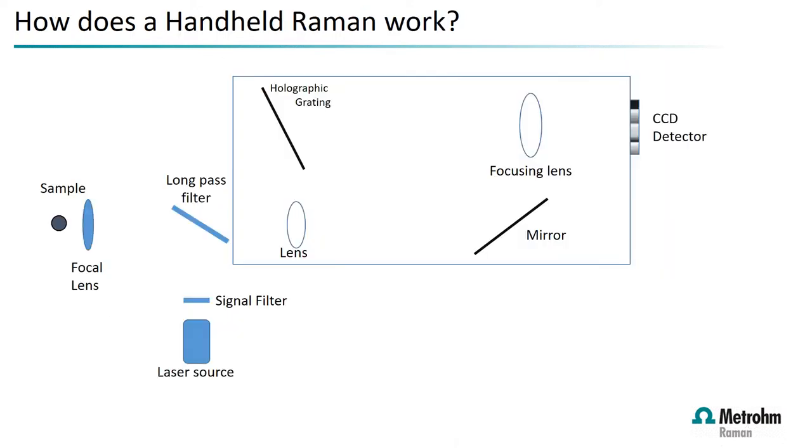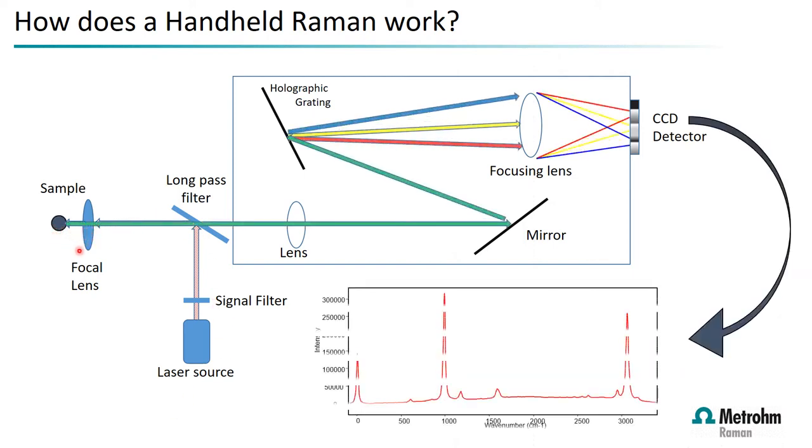How does a handheld Raman work? Essentially, we take a high intensity laser source and we focus the light onto a sample through a focal lens, and we have a selection of these depending on the type of sample required. The Raman shift is collected by filtering out the single wavelength which we're using from the laser and just collecting the Raman shifted signal back into the device.